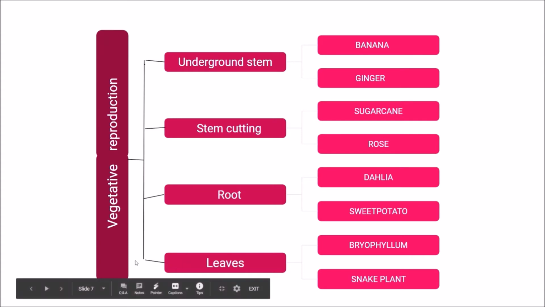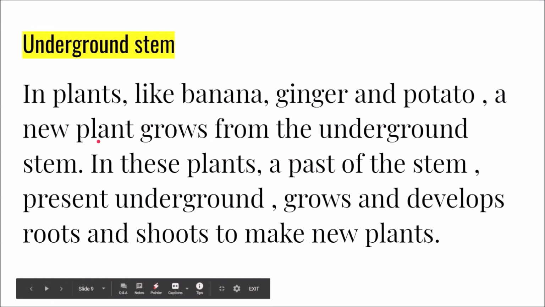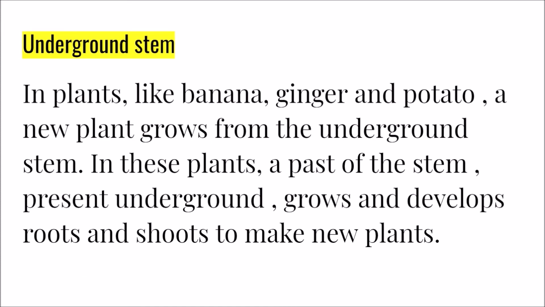Now I will explain all these one by one. Underground stem. In plants like banana, ginger and potato, a new plant grows from the underground stem. In these plants, a part of the stem present underground grows and develops roots and shoots to make new plants. Let me make it clear.